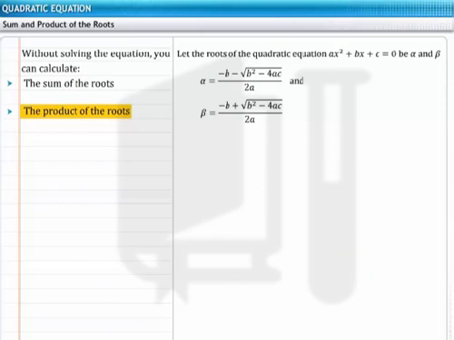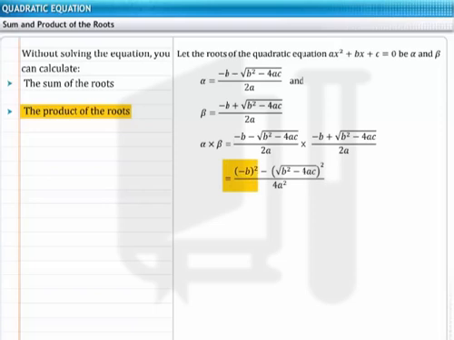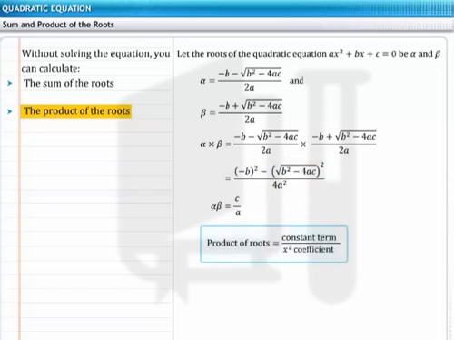The product of the roots of a quadratic equation is alpha times beta equals minus b minus square root of b squared minus 4ac divided by 2a times minus b plus square root of b squared minus 4ac divided by 2a. On simplification, you get alpha times beta equals c divided by a. That is, product of roots is equal to constant term divided by x squared coefficient.